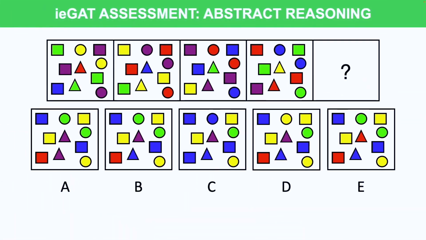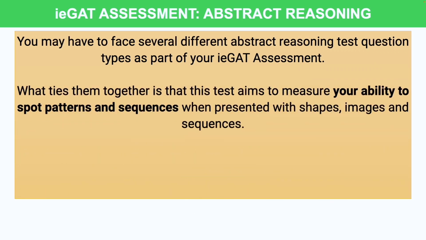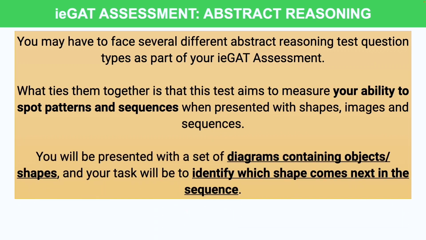Okay, let's take a look at that very first ieGAT test question, which is abstract reasoning. Now, you may face several different abstract reasoning test questions as part of your ieGAT assessment. What ties all these different questions together is that this test aims to measure your ability to spot patterns and sequences when presented with a series of shapes, images, and various sequences. And I'll show you exactly what that looks like just in a second and run you through it step by step. So all of this will be presented in a set of diagrams containing objects and shapes, and your task will be to identify which shape comes next in the sequence.